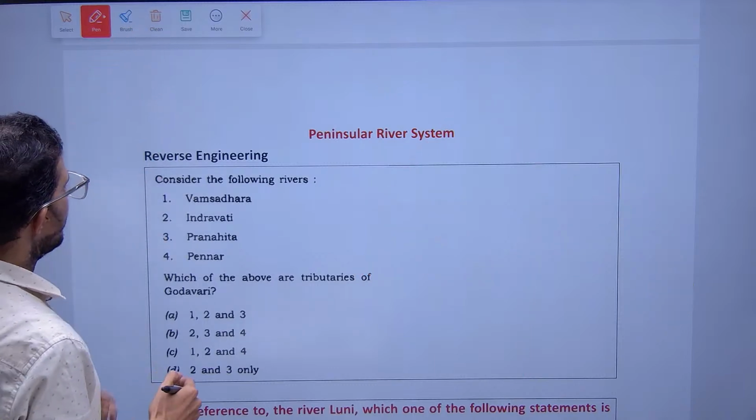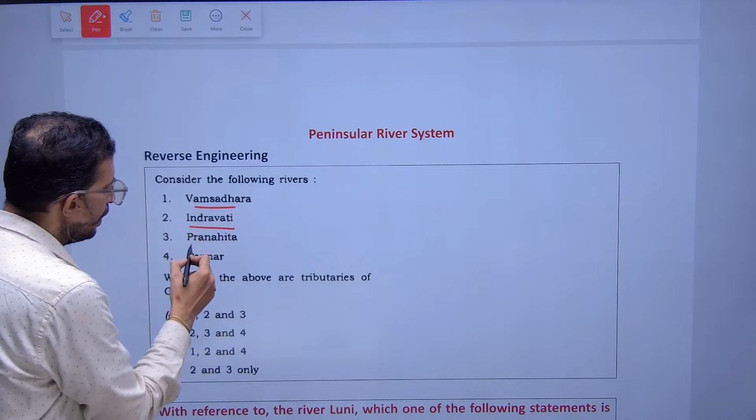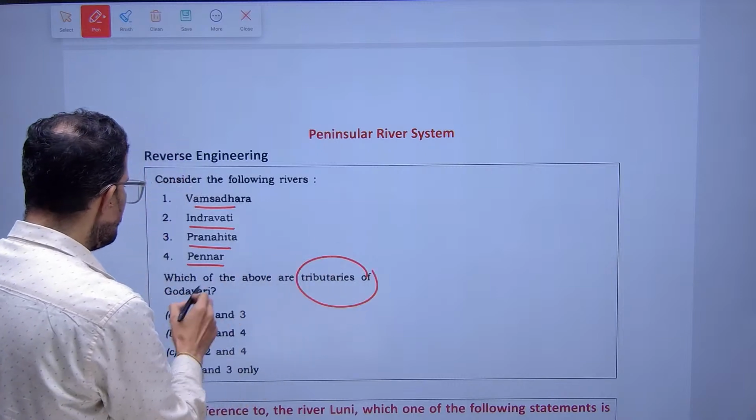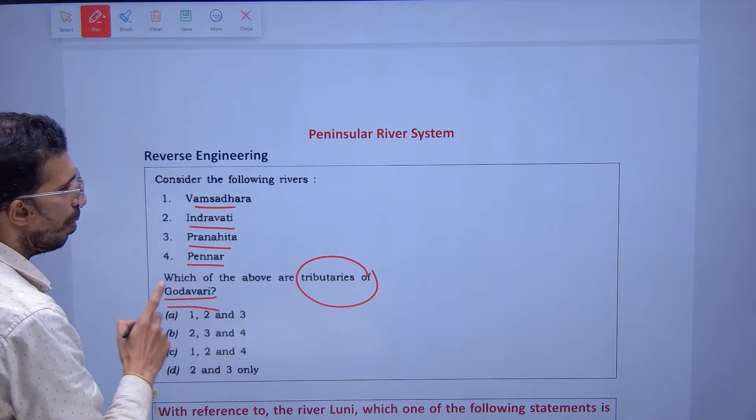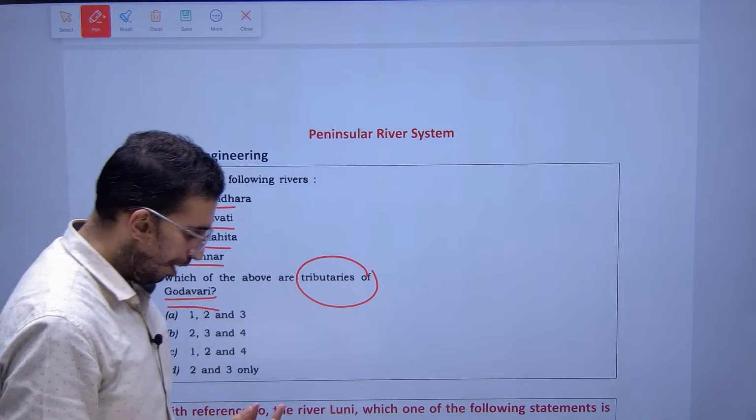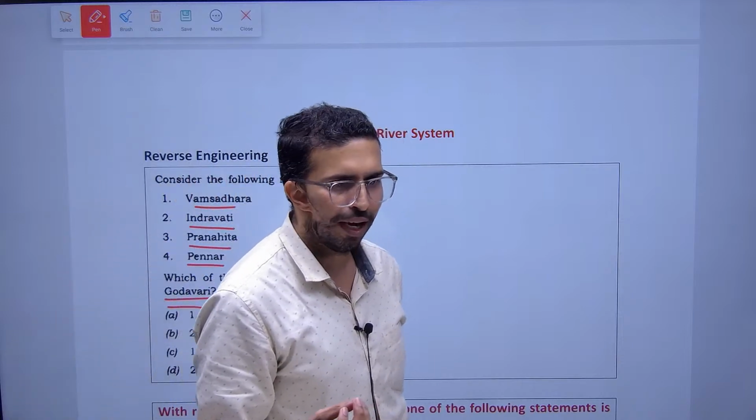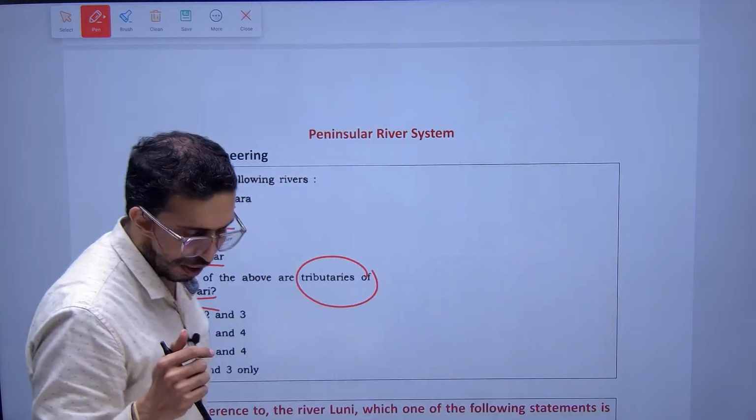Now see the question. Consider the following rivers: Vamsadhara, Indravati, Pranhita and Pennar. Which of the above are the tributaries of the Godavari? They have asked the tributaries of Godavari. Like in this year, the UPSC had asked the tributaries of Ganga, with respect to the sequence from the western to eastern.